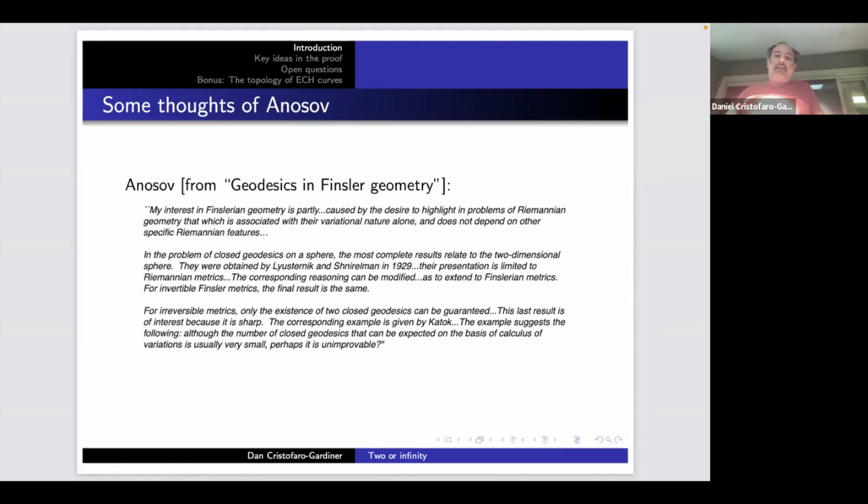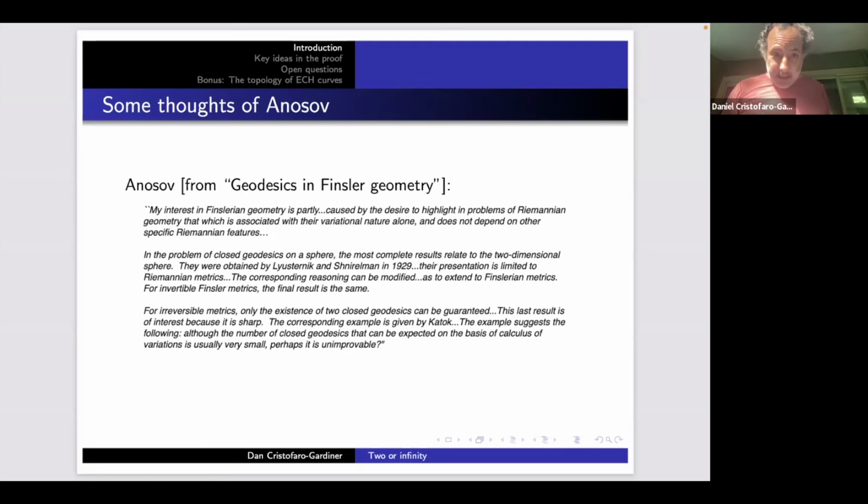problems in the Riemannian setting, which you can better understand, namely which theorems in the Riemannian setting come from their variational nature alone, rather than some specific Riemannian features. Okay, and so then he uses the problem of closed geodesics on a sphere, and he compares the results of Lusternik-Schnirelmann to the Finsler case. So, eventually one finds that in the Riemannian case, if you're looking at the number of closed geodesics on the two-sphere, there are infinitely many.